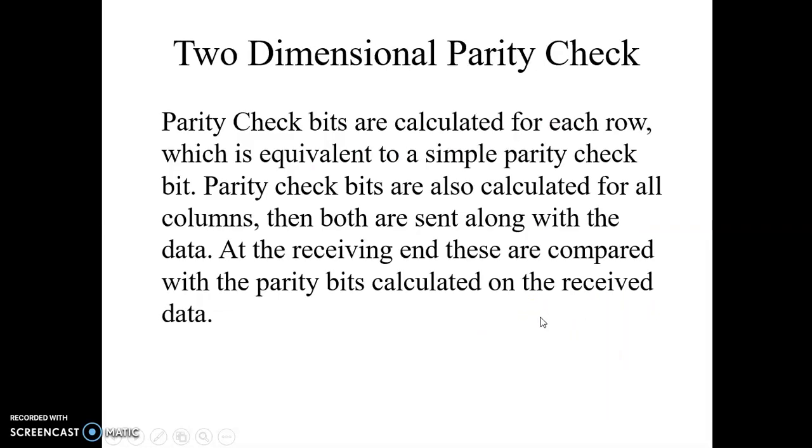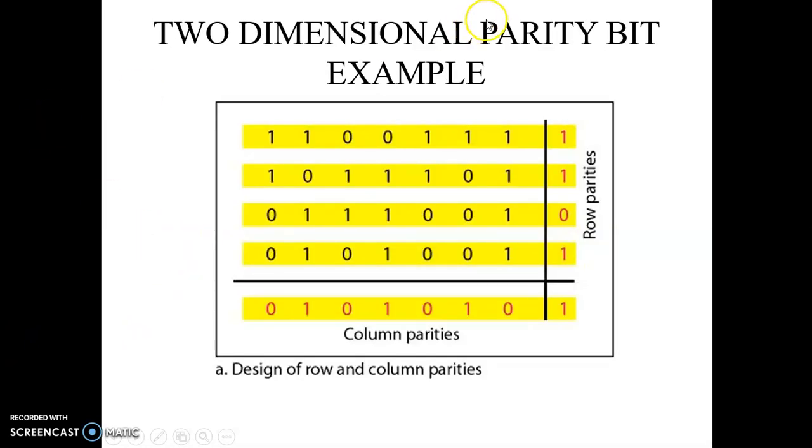Next we are going to see the two-dimensional parity check. In the two-dimensional parity check, we do the same thing that we did in the single parity check, but we check the parities across the rows and the columns. Consider a matrix, which consists of a number of rows and columns. We check the parity row-wise and also column-wise. So this is the example for the two-dimensional parity check.